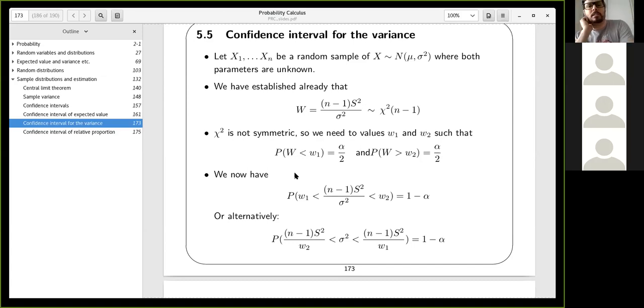We can solve this probability because the quantity in the middle here, n-1 times s squared over sigma squared, has a chi-squared distribution. So we have a known distribution, and we have the limits, which we can then figure out from the actual chi-squared distribution's values. We can calculate them with software. Remember, I mentioned that.